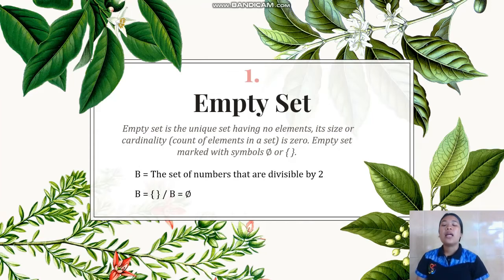Okay, for example, B equals the set of numbers that are divisible by 2. The set of numbers that are divisible by 2 is not an element. So the answer is B equals empty brackets, meaning there are no members in this set, or B equals the empty set.